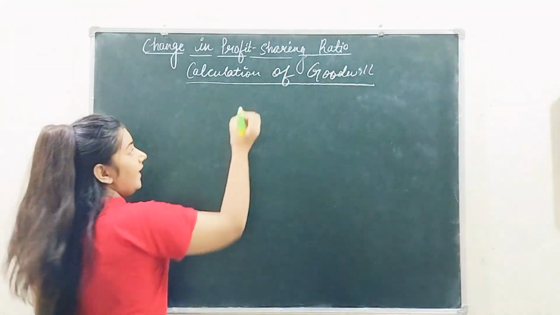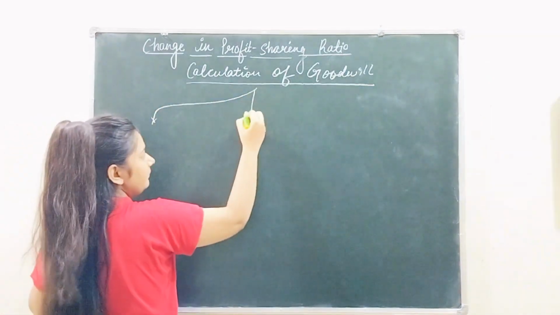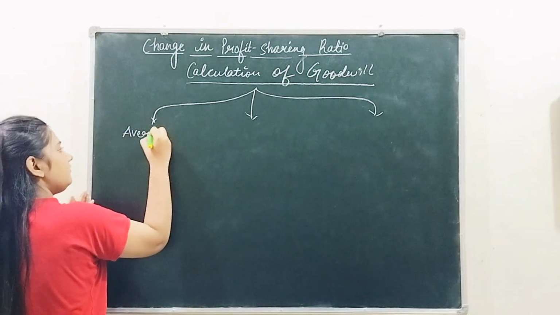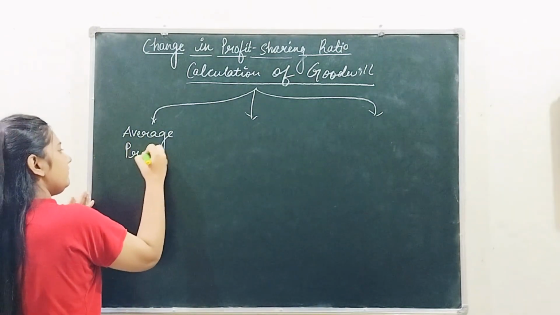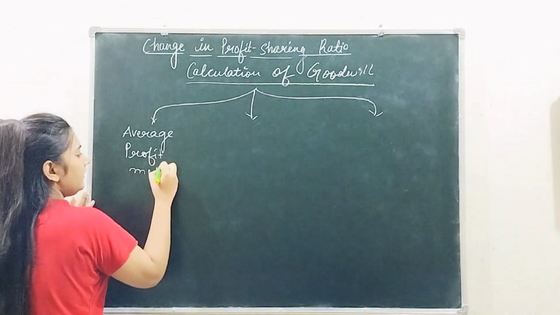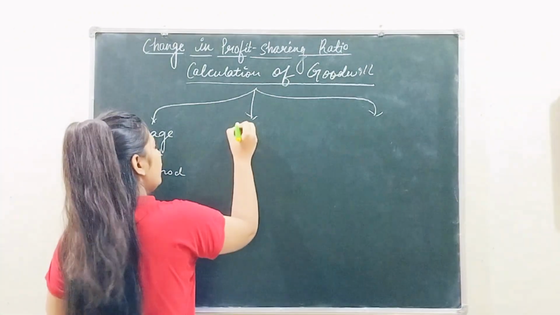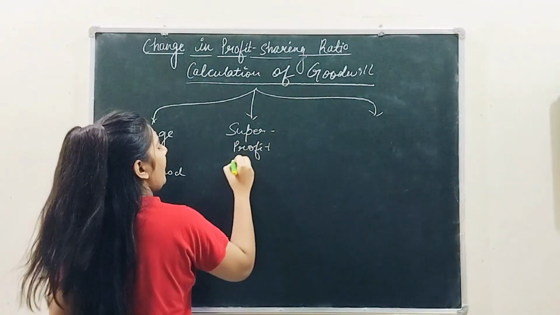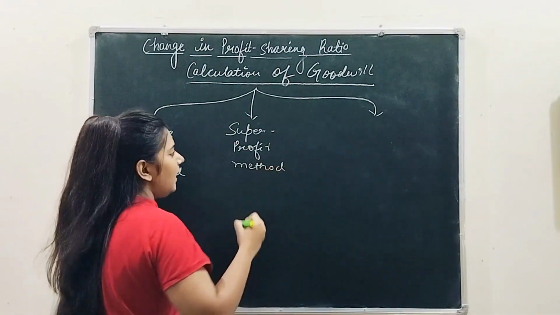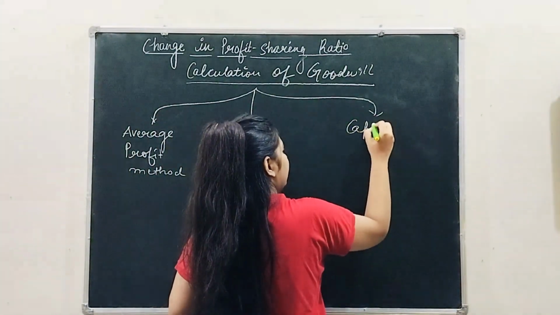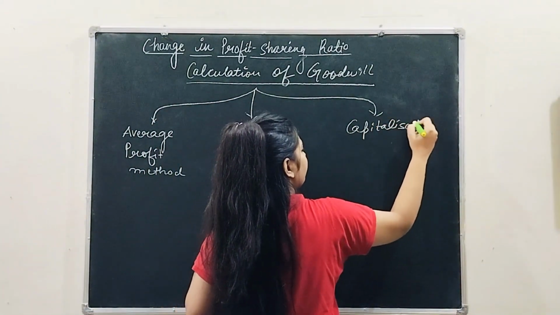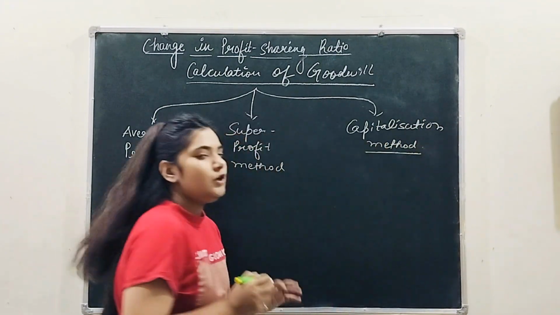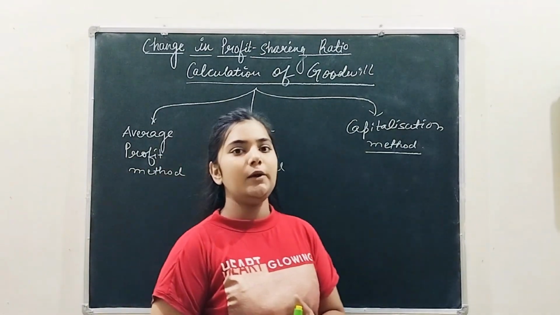Okay, so basically there are three methods to calculate the goodwill. Those three methods are, the very first is average profit method, right? The next is your super profit method. Lastly, capitalization method. Right? So there are three methods that you can use to calculate the goodwill.